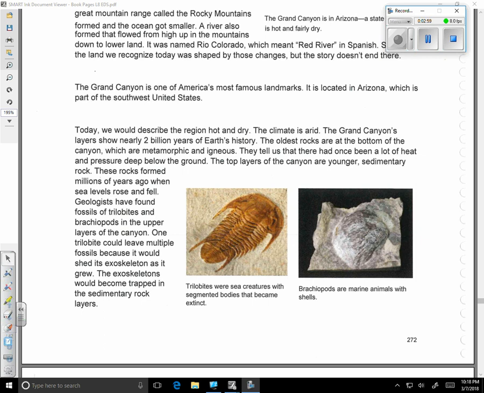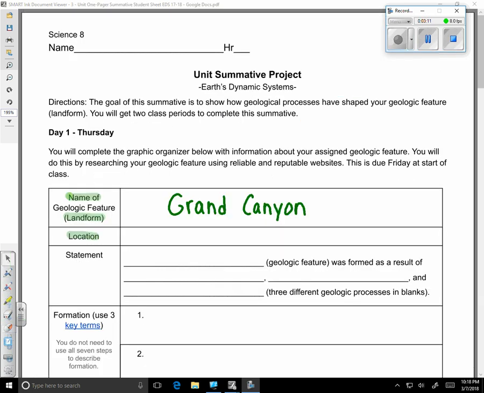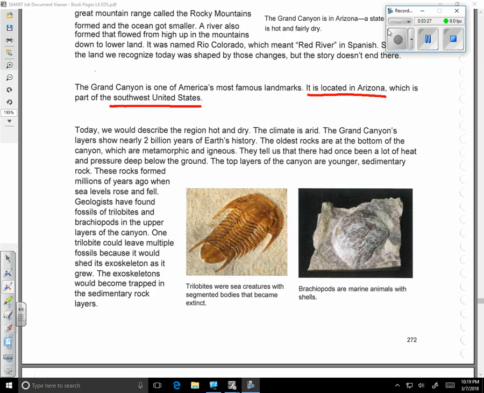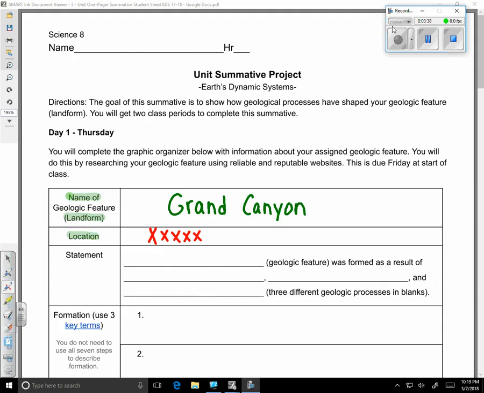So there's your first piece of information, that the Grand Canyon is actually located in Arizona, which is in the Southwest United States. So right here on your worksheet where it says location, in a complete sentence, in your own words, you need to write the location of the Grand Canyon. If you have trouble with the spelling of Arizona or Southwest United States, please look at your reading where I underlined, and write it where the red X's are.